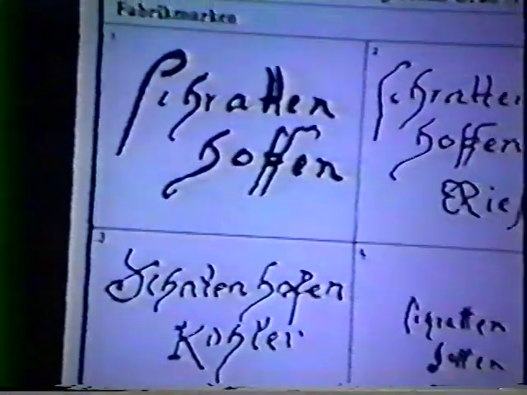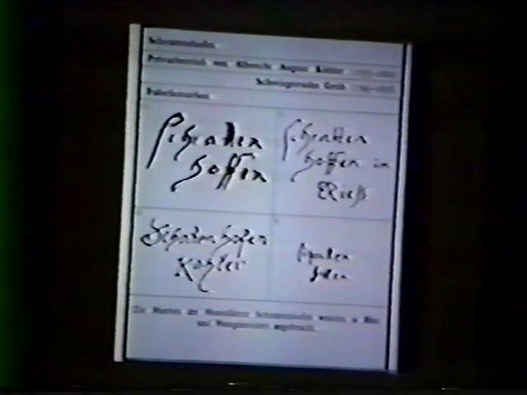Here we'll see the underside. I think it's from the Schrattenhofen piece. And here's a factory mark, but it's very hard to find a piece with a factory mark on. This is Schrattenhofen, and here is Oettingen. But I would say 90 or 98% of Oettingen-Schrattenhofen are without mark. It's very, very hard to find one with a marking on.